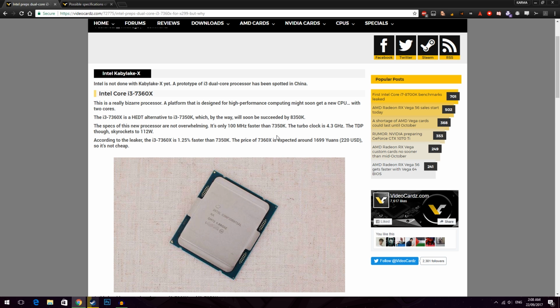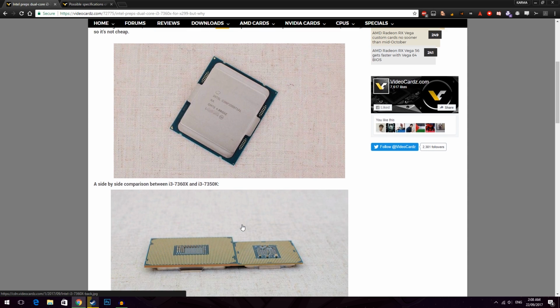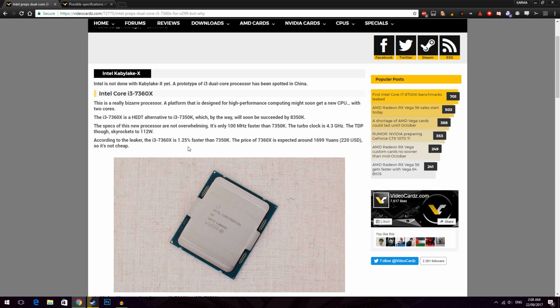You might as well just buy a 7350K because the type of person who's going to buy this chip is not the type of person who has money to burn at all. If you have money to burn in a year, you're going to have money to burn now. And when you look at the alternative, which is the 7350K, it's on a cheaper platform, the Z270 or Z170 platform, and it's only 1.25% slower, supposedly, than the 7360X. So it's on a cheap platform, it's pretty much the same performance, and the 8350K is just around the corner, which will have 4 cores and 4 threads and be overclockable as well.